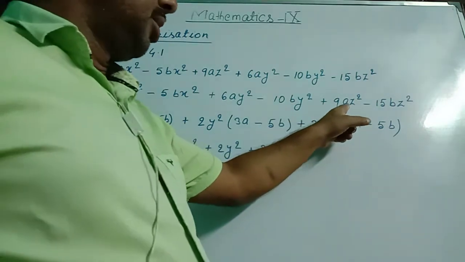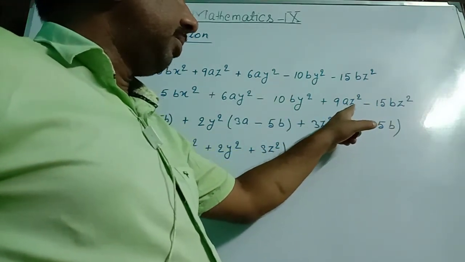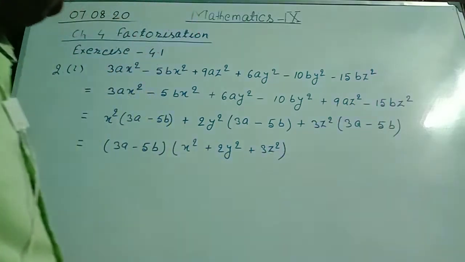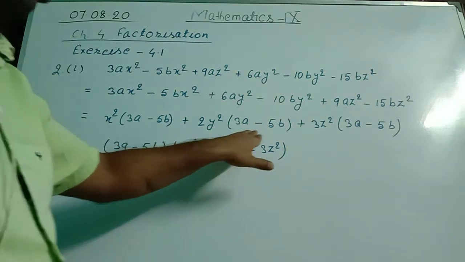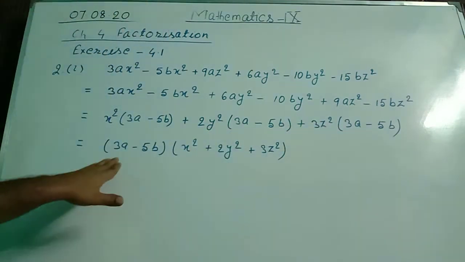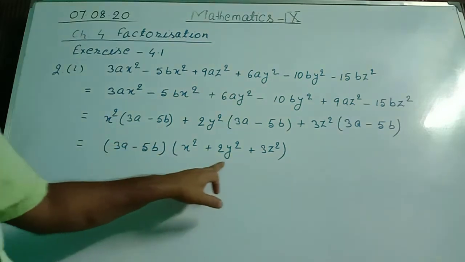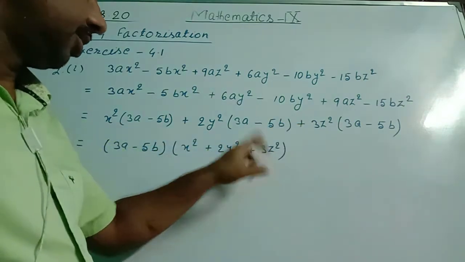Similarly, I wrote this together because if you take 3z² common, then what is left? 3a − 5b. So what are we saying? In all these terms we have 3a − 5b as a common term. So I wrote it as a common term, and what is left I wrote in bracket: x² + 2y² + 3z².